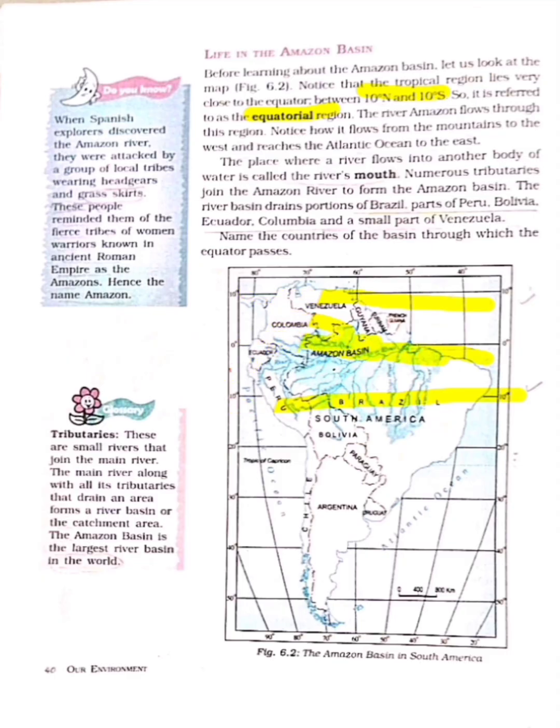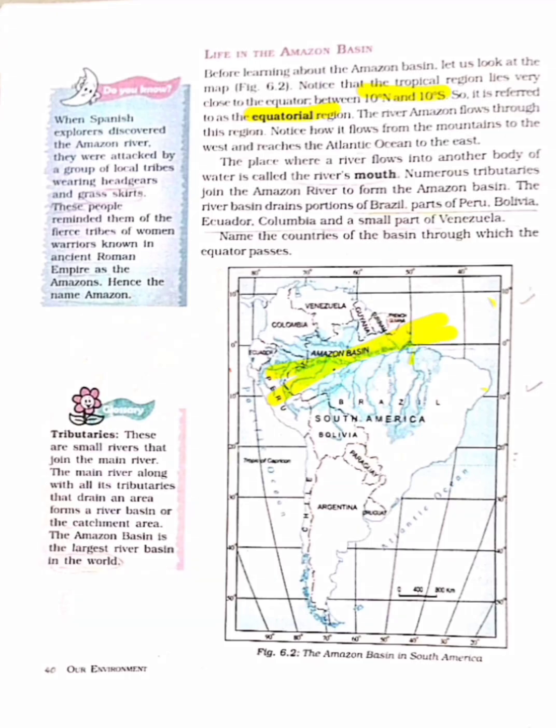which is also the world's second largest river after the Nile, with a length of 6,400 kilometers. And this Amazon river creates a basin. You know about the basin. These are the small rivers, the tributaries. They join the main river. The main river, along with all tributaries that drain an area, forms a river basin or catchment area.